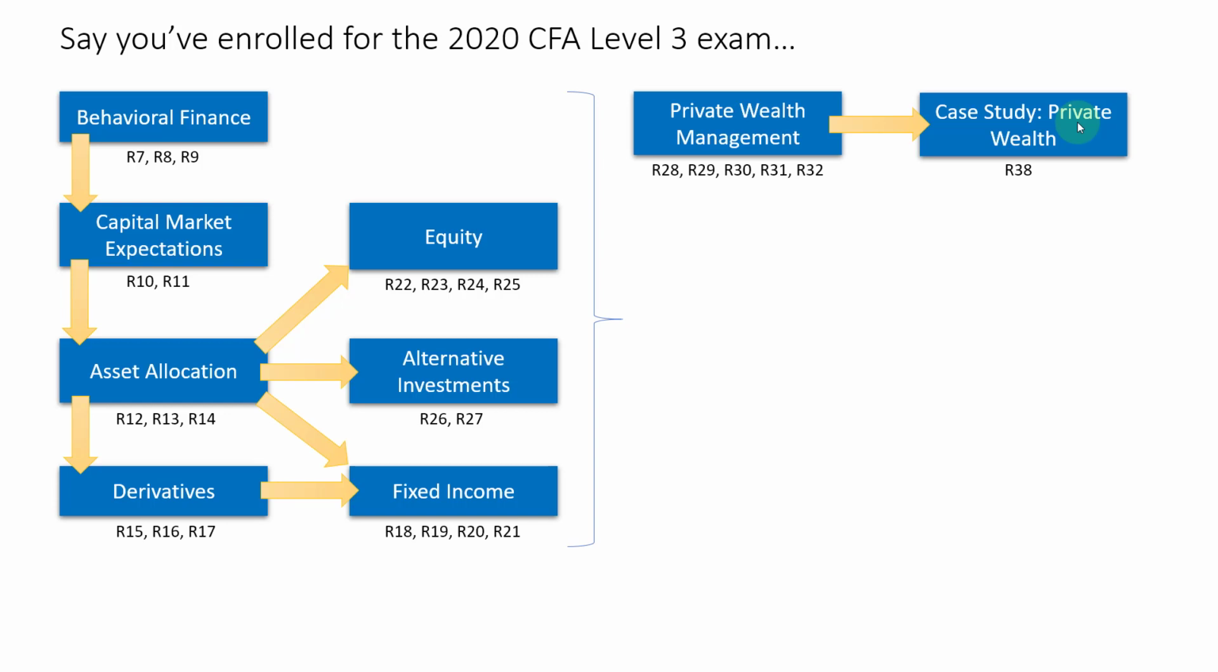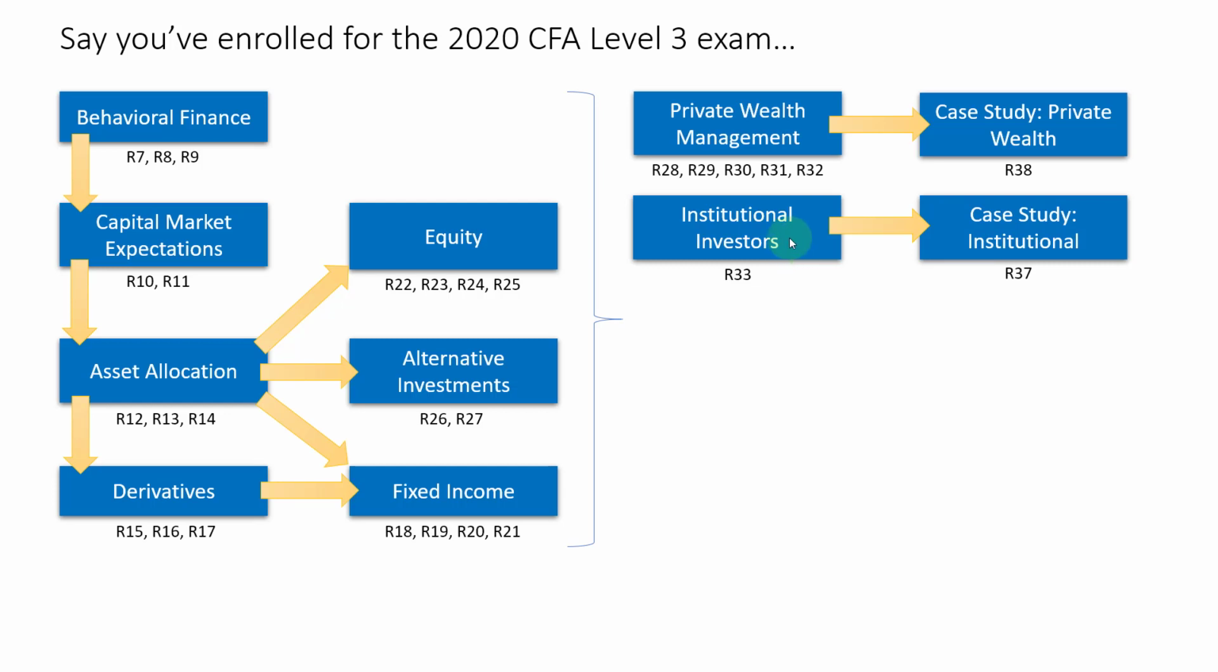There'll be a case study on private wealth where they will try to integrate all the readings that you have learned so far from private wealth management and from asset allocation, and it mainly covers the need for insurance, for example. So that would draw a lot from reading 32, risk management for individuals. After that, you can move on to portfolio management for institutional investors. That's reading 33. And that leads to the case study for portfolio management, where we'll look at the case study on an institutional investor.